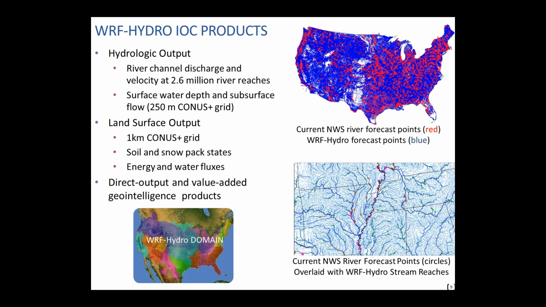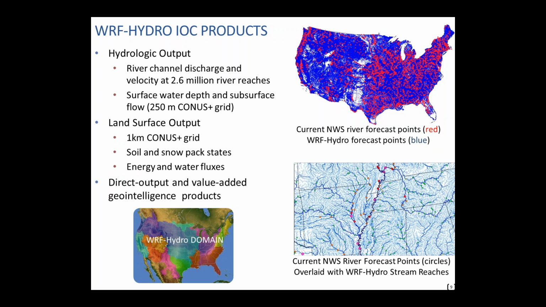So it's quite an increase in density. Now, what are we going to be producing beyond stream flow at those several million points? Well, surface water depth and subsurface flow on the 250-meter grid, and then the whole suite of land surface output that you would expect from something running a land surface model. So that includes soil and snowpack states, energy and water fluxes, quantities of that sort.